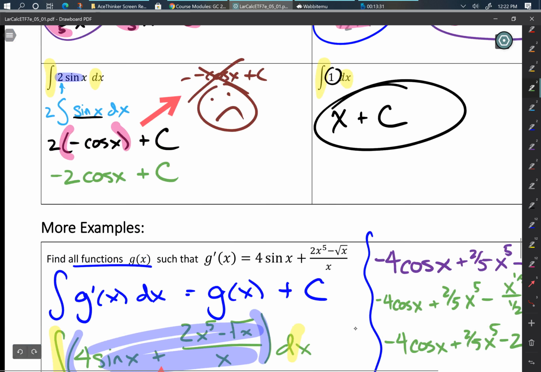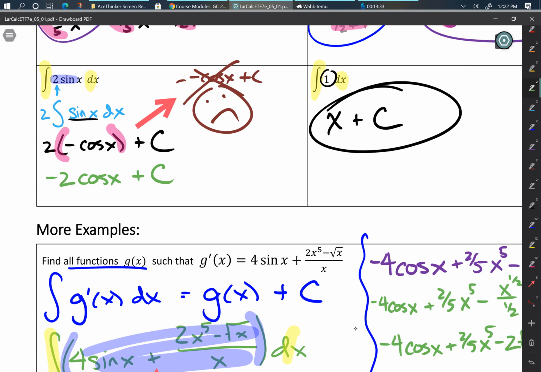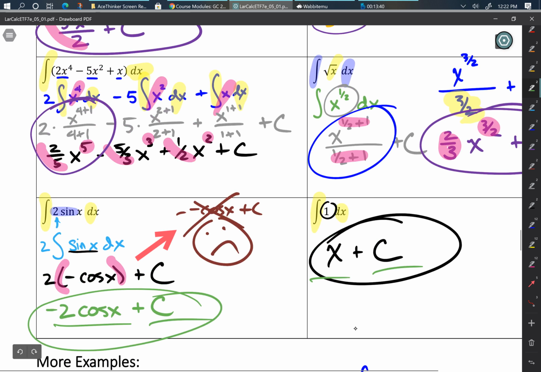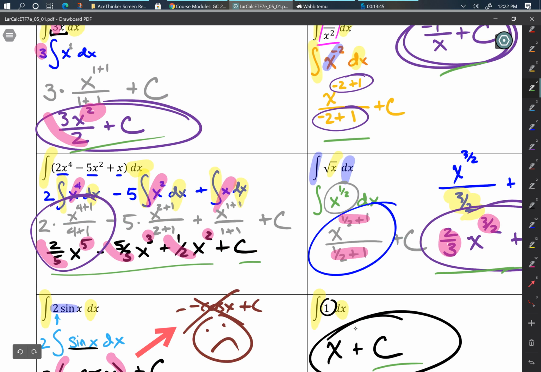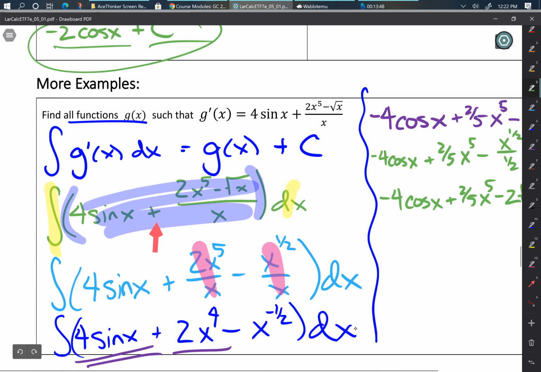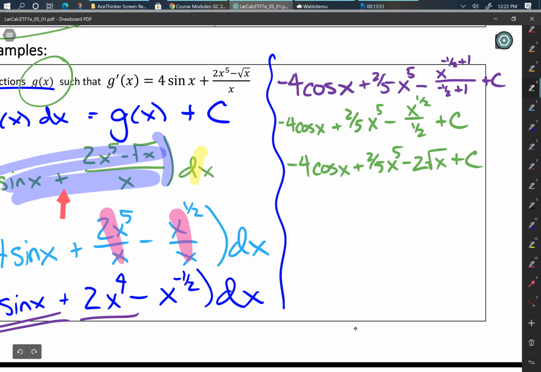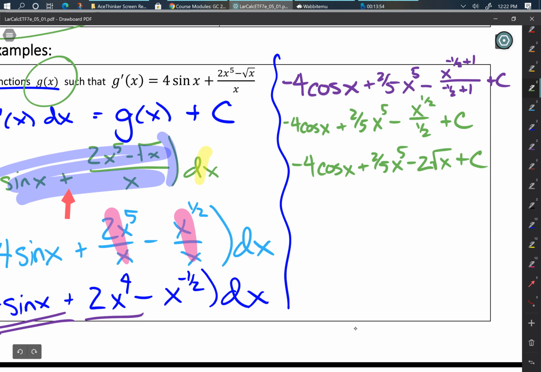Okay? Now, if I wrote that down as my final answer, I would be almost right. Because up here, when they asked me just to find antiderivatives, then the final answer was just an expression with a plus c. But here, what did they ask me to find? They gave this thing a name. They said its name is g. So I need to name this thing and say then that g of x is negative 4 cosine x plus 2/5 x to the 5th minus 2 root x plus c, and give it its proper name because that's what the problem asked for.